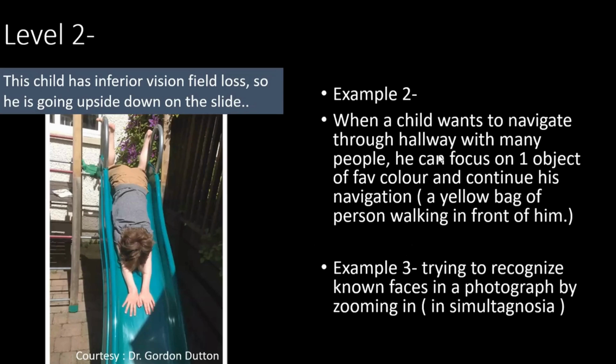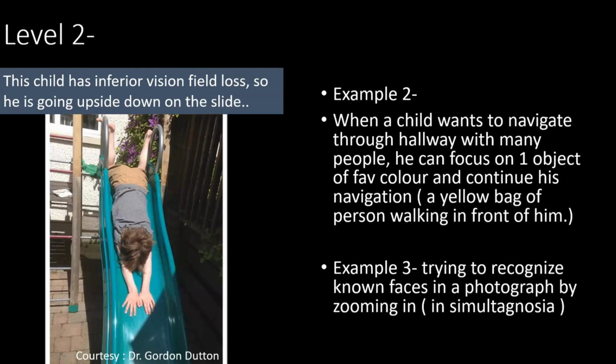And there's one more example: when a child wants to navigate through a hallway and there are a lot of people, he would wait and take a pause, and find an object of his favorite color. So say a child in front of him is walking with a yellow color bag, he would focus on that and not pay attention to the other people around, through which he'll be able to navigate further, and that makes his life easier. So the confusion gets decreased and the visual search becomes less.